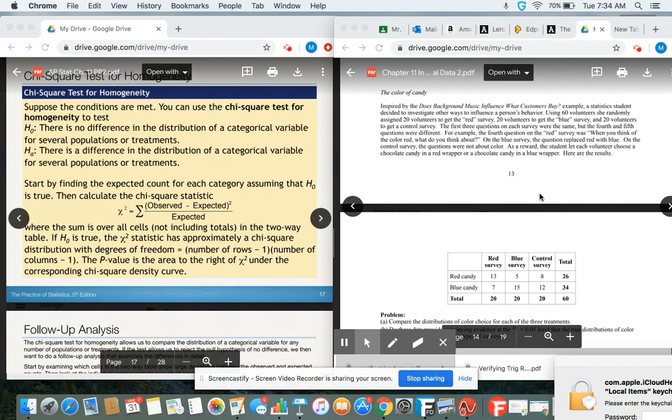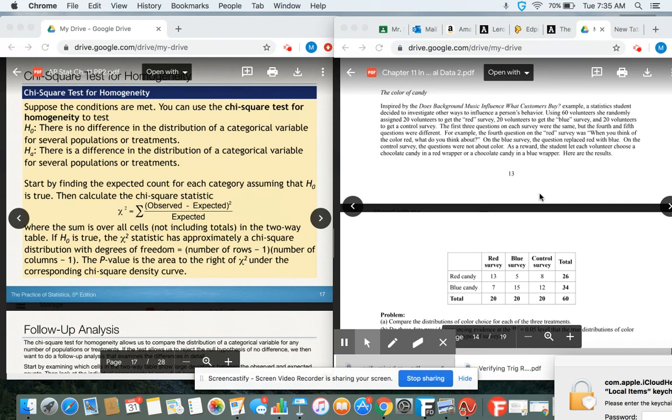a statistics student decided to investigate other ways to influence a person's behavior. So there was that example, does background music influence what customers buy? So they kind of ran with that here. There's 60 volunteers. She's randomly assigning 20, all right, to the red survey, the blue survey, and then the control one. The first three questions on each survey were all the same, but the fourth and fifth were a little different. For example, the fourth question on the red survey was, when you think of the color red, what do you think about? On the blue, the question was just simply replaced with blue. And on the control, the questions were not about color.